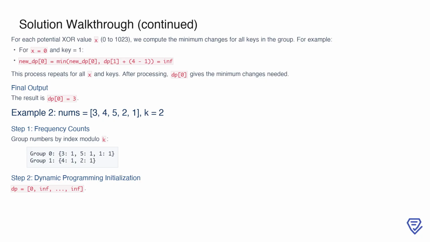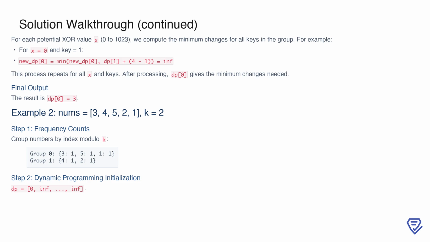For each potential XOR value, we calculate the cost of including a key from the group. For instance, when x is 0 and the key is 1, we update the DP array by considering the cost of modifying elements in the group to match the required XOR. Specifically, the new DP value for XOR equals 0 is updated based on the current DP value for XOR equals 1 and the number of changes needed. This calculation is repeated for all XOR values and keys, ensuring that we always track the minimum number of changes.